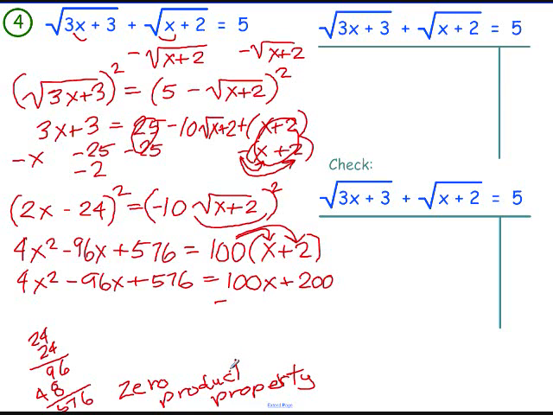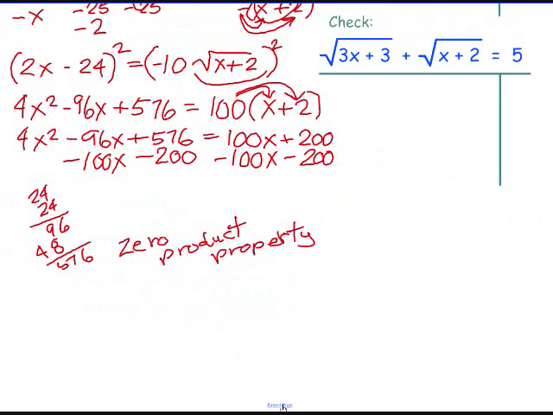I have a hard time with those t's. So I'm going to subtract 100x, and I'm going to subtract 200 from both sides. Subtract 200, subtract 100x. I'm definitely going to have to extend the page. So after I do that, I'm going to write my answer right down here.